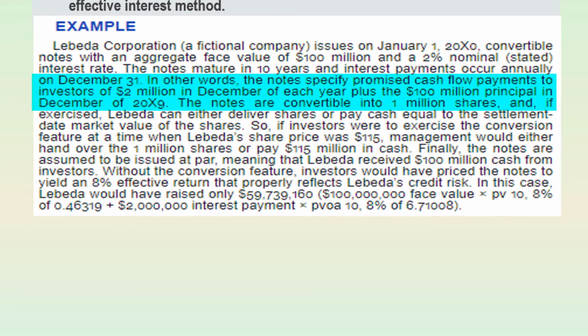In other words, the notes specify promised cash flow payments to investors of $2 million in December of each year plus the $100 million principal in December of 20X9. The notes are convertible into 1 million shares and if exercised, Lebeda can either deliver shares or pay cash equal to the settlement market value of the shares.